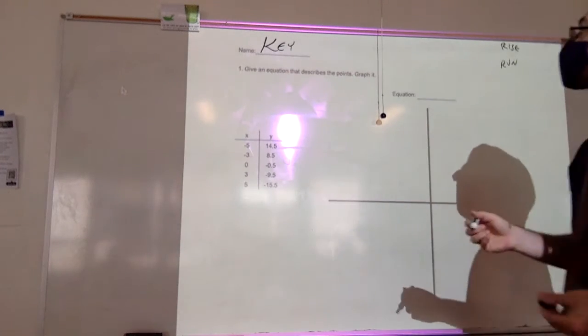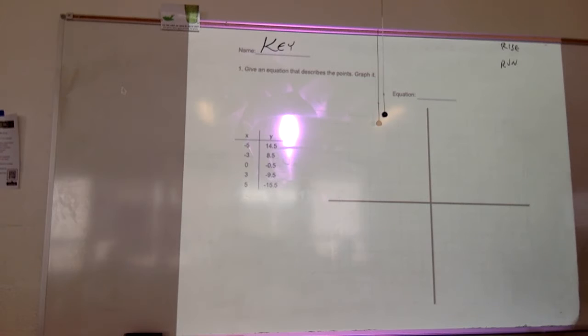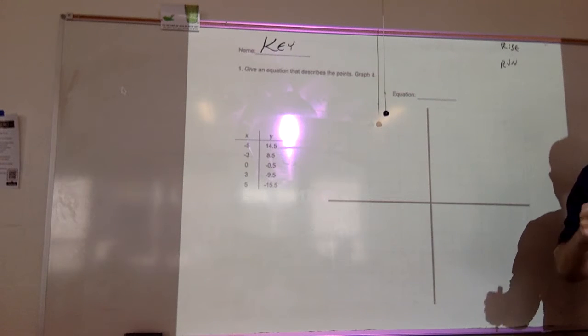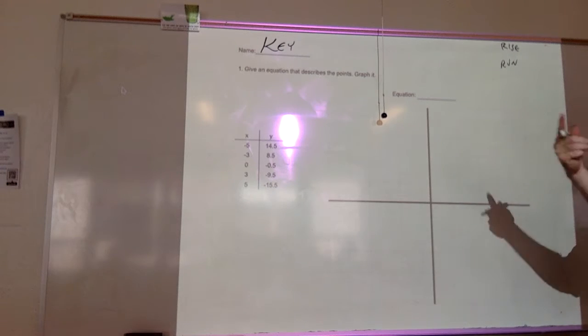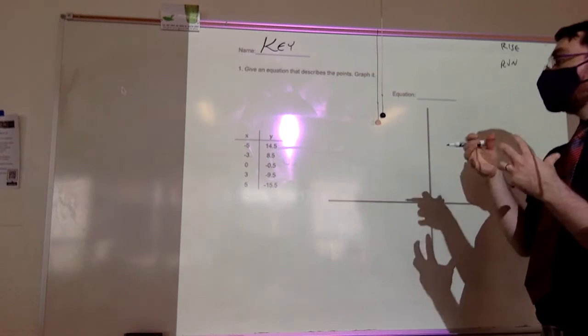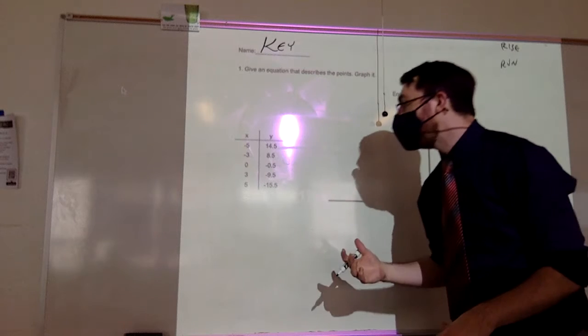So give an equation that describes the points, graph it. Note, I was not told to plot the points. I don't actually need to do that. However, I will plot a couple of them just to make sure that I get my equation right.